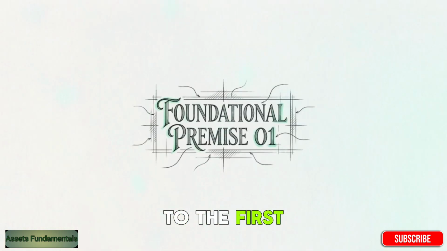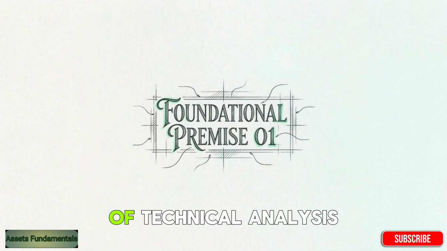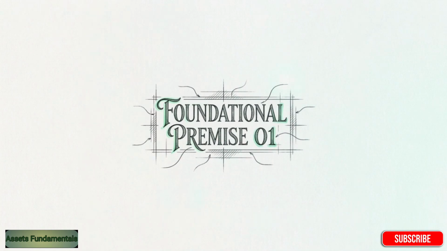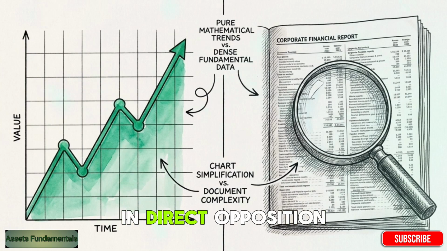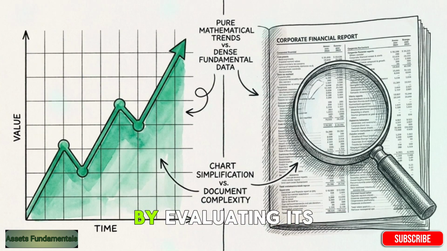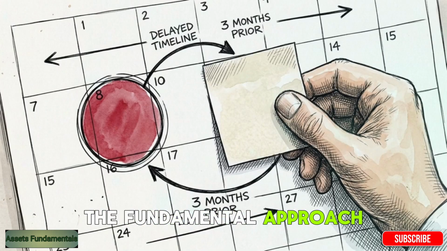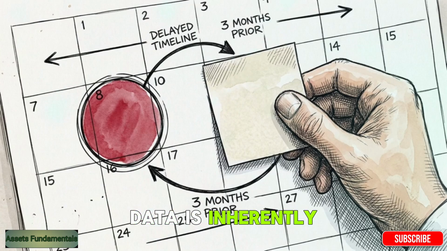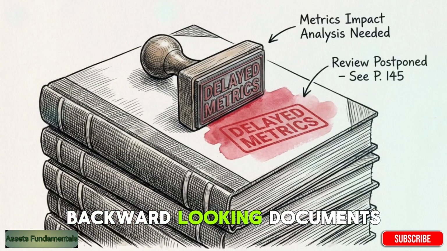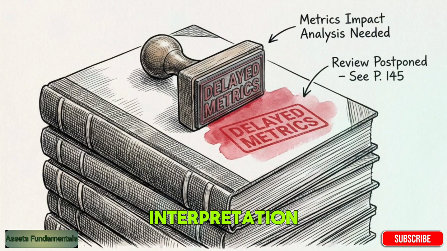This brings us to the first and most critical axiom of technical analysis. Market action discounts everything. This philosophy stands in direct opposition to fundamental analysis, which attempts to value a company by evaluating its internal business metrics and economic health. The vulnerability of the fundamental approach is that its data is inherently delayed. Earnings reports and corporate filings are backward-looking documents subject to human interpretation.